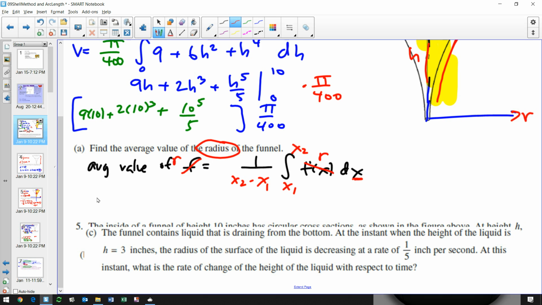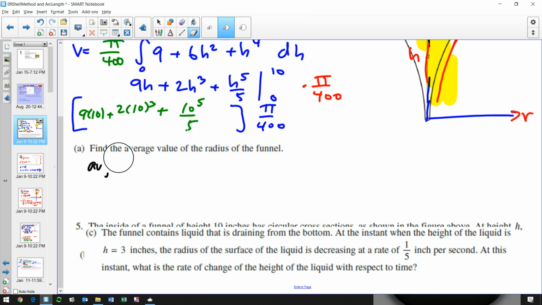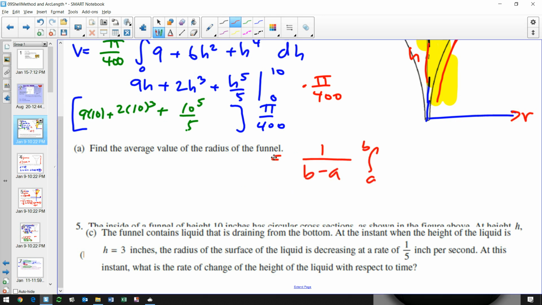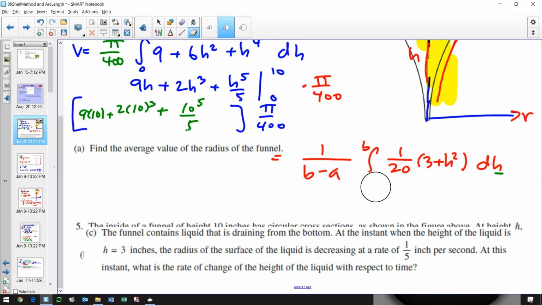Okay, so my new formula for average value is 1 over b minus a, from a to b, of the radius. Well, the radius is, what is it? Isn't it 1 over the square root of 3 plus h squared, right? And then if this is an h, then I'll just say dh here, okay? And if this is a dh, what's my smallest h that I'm looking at? 0. What's my biggest h that I'm looking at? 10. Okay, so if you look at the problem on your bonus, you'll see it said from 0 to 10 on your h, okay? Those are your limits.